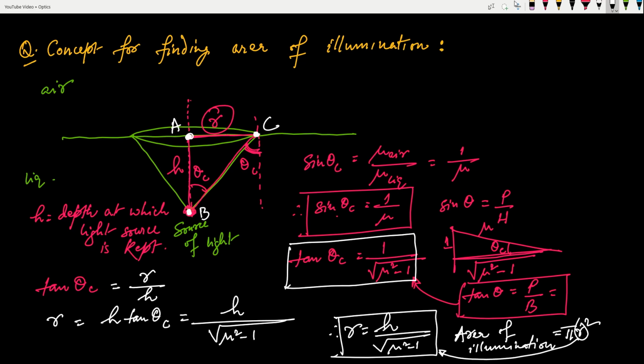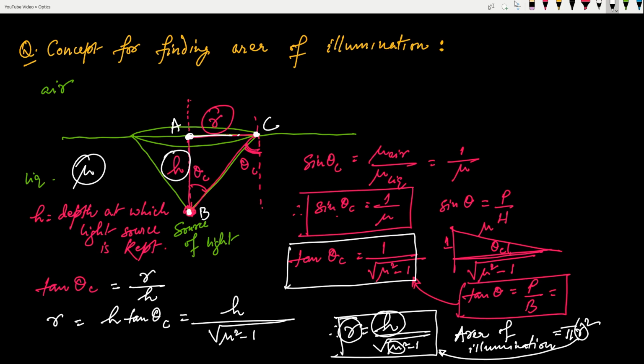Now the question will be like this: a light source is kept at a depth of, suppose, 10 centimeter or 10 meter, anything can be given. So they will give you the value of h and they will tell you to find out the area of illumination, and they will not give you the value of r, but they will give you the refractive index of this liquid. If you know the refractive index of the liquid, look into this formula, and you know the depth at which the source is kept, then we can easily find out r. If you can easily find out r, then you can easily find out the area of illumination by using the formula pi r square. I hope this much is clear.